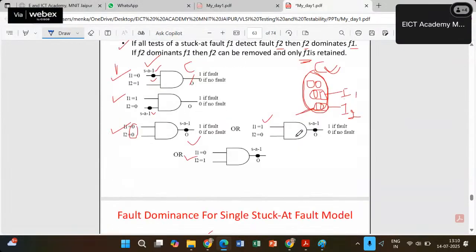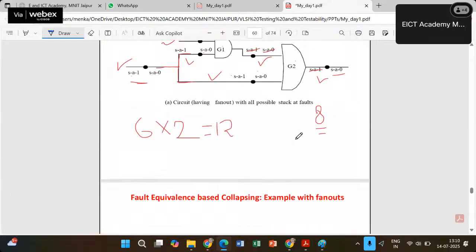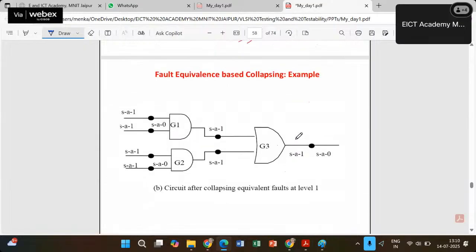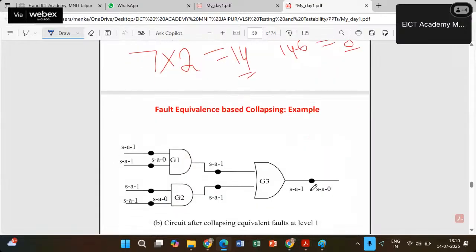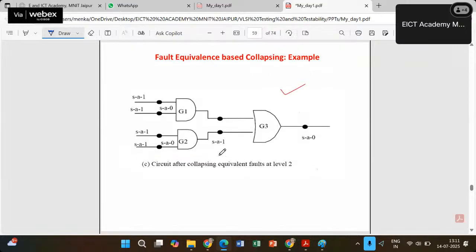So equivalence based collapsing, what I did, for example, this was the circuit. So in this circuit, by definition, let's consider this. So stuck at 1 faults for OR gate are equivalent. So I can reduce these 2 faults and let's keep this only. If I am removing these 2, I am keeping just one only, this one only. So my circuit is now in this way.